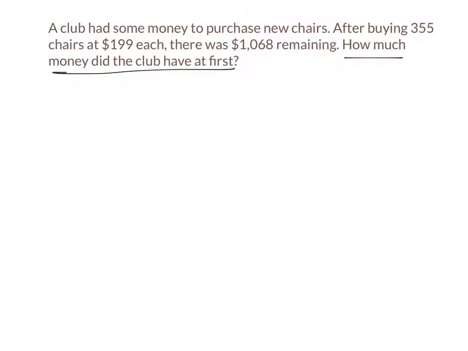Okay, so this is a tricky problem. I'm going to tell you that right now. But it's not tricky if you act it out in your head. We had some amount of money, and we bought chairs. After we bought the chairs, we still had some money left. Did we use up all our money buying the chairs? No. Okay. What important information do we need to know in order to figure out how much money did the club have at first?